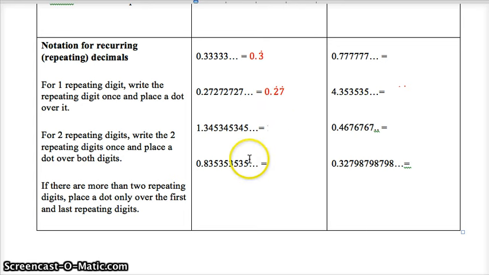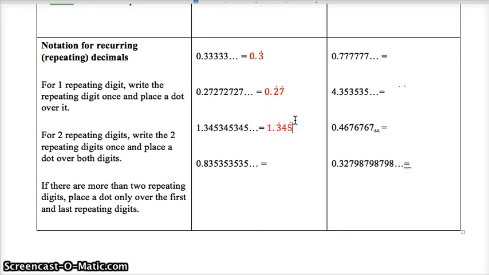Now, in the next question, we've got 1.345, 345, 345. So girls, the 1 is not repeating. So the whole number part doesn't repeat, but the decimal part afterwards does. So we write this as 1.345. Now, there's a dot on top of the 3 and a dot on top of the 5.